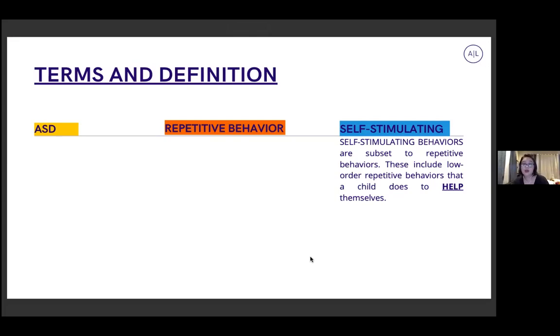Then we have self-stimulating. Self-stimulating behaviors are what we also call the repetitive behaviors of our children. Why do we want to address it as self-stimulating? It's because we want to educate a lot more people, for us to be aware that these children do these repetitive behaviors to self-stimulate themselves. Why do they self-stimulate? It's actually because it helps them in some situations or scenarios.